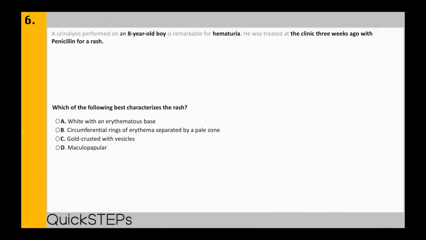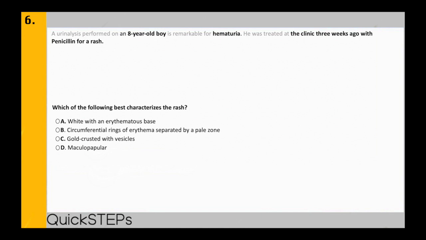Whenever you see a child with hematuria after an acute illness, I want you to immediately start to think along the lines of IgA nephropathy or post-strep glomerulonephritis. We know he had some sort of infection because he was treated with penicillin. The way to differentiate between IgA nephropathy and post-strep glomerulonephritis is by timing. Typically, IgA nephropathy occurs within 2 to 3 days after the infection, while post-strep glomerulonephritis occurs 2 to 3 weeks after the infection.